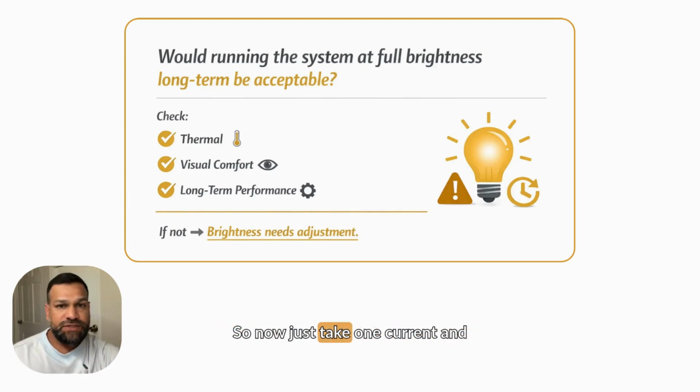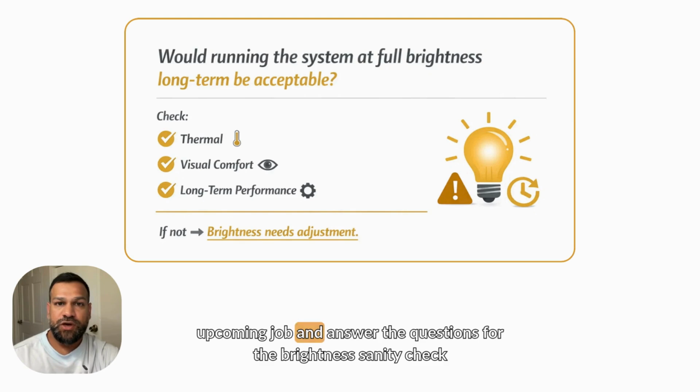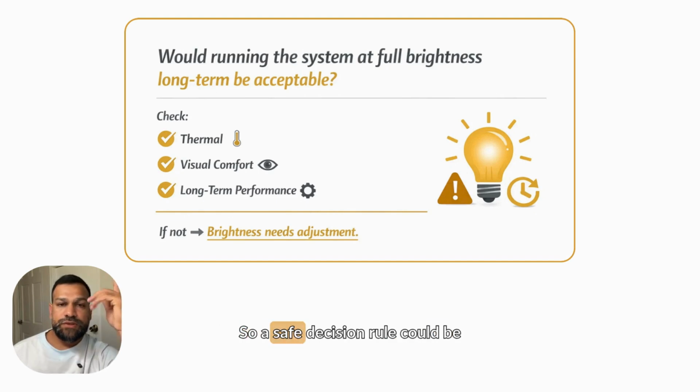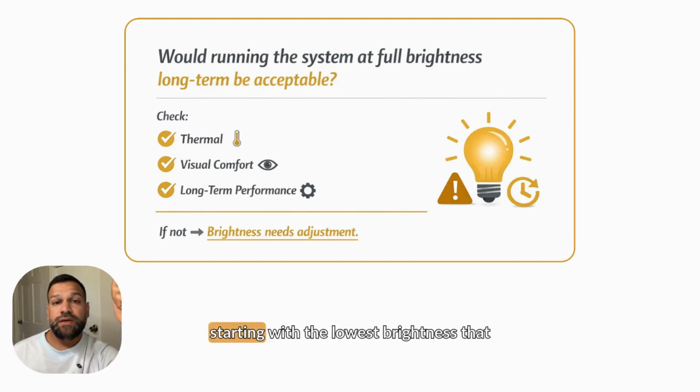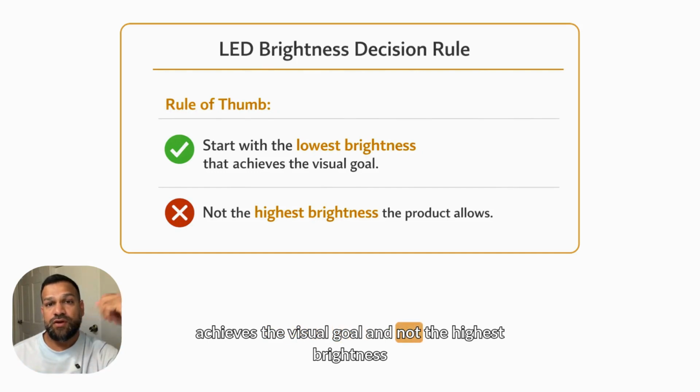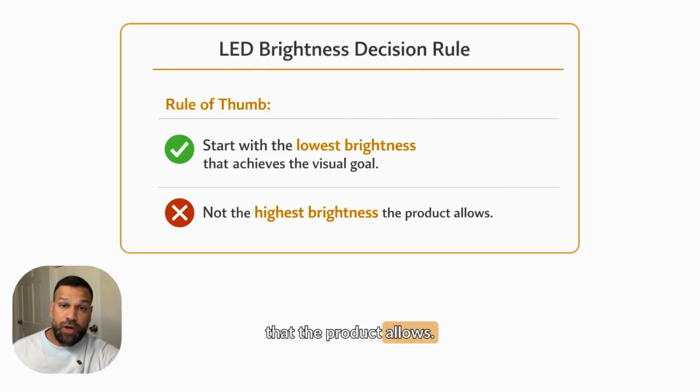So now just take one current or upcoming job and answer the questions for the brightness sanity check, and think of any answers that resonated with you where brightness was an issue on a past job. So a safe decision rule could be starting with the lowest brightness that achieves the visual goal and not the highest brightness that the product allows.